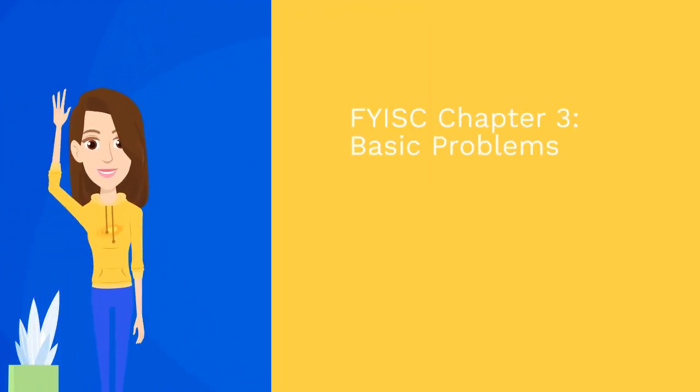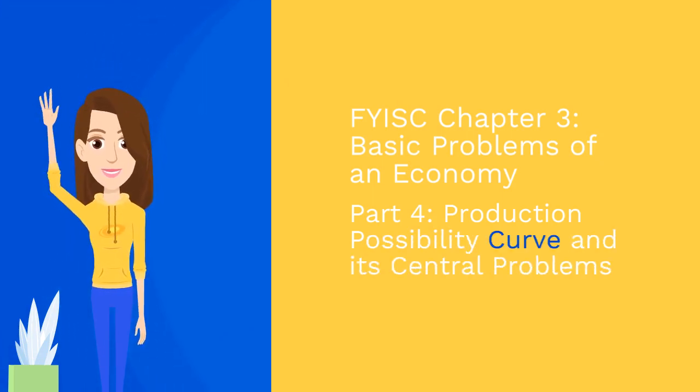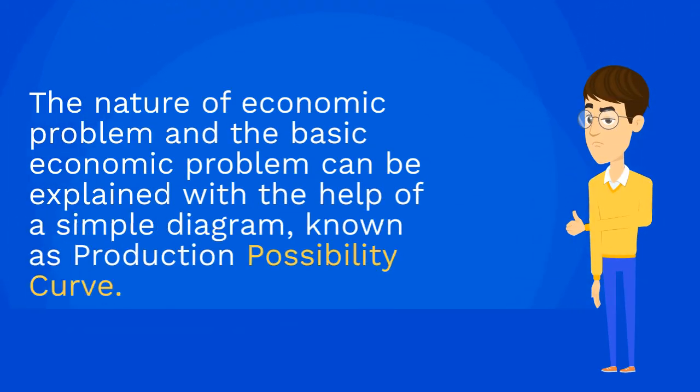FYISC Chapter 3, Basic Problems of an Economy. Part 4, Production Possibility Curve and its Central Problems. The nature of economic problem and the basic economic problem can be explained with the help of a simple diagram, known as production possibility curve.